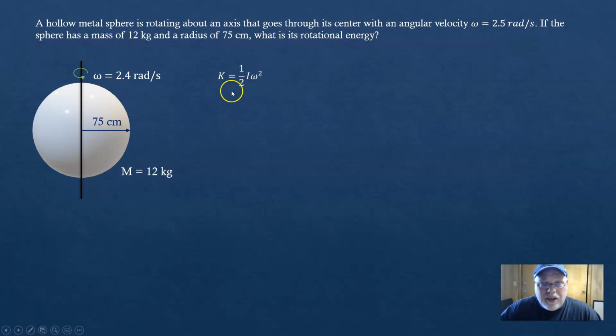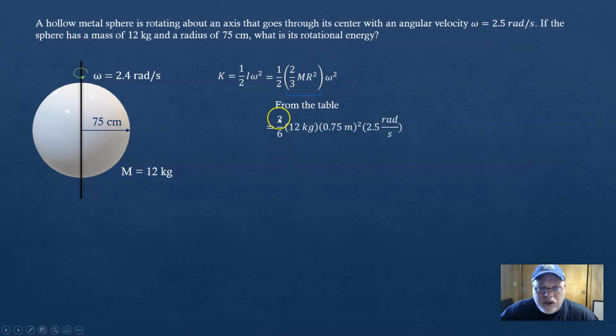Now, if we want to calculate the energy of rotation, that's 1/2 I omega squared. Well, I went and looked in the table. What I have here in parentheses is that moment of inertia. This is I. So that's 1/2 times 2/3 mr squared omega squared. And so what I can do then is just substitute all my values in here. So the 2/6 right here comes from the 1/2 times the 2/3. Then my mass is 12 kilograms. My radius, now notice I had to change it to meters, is 0.75 meters. And my angular velocity, oh, I did keep it with what I had in the problem. It's 2.5 radians per second.